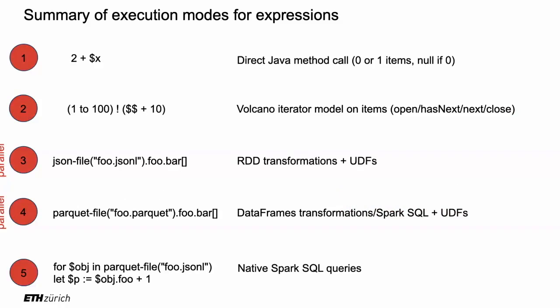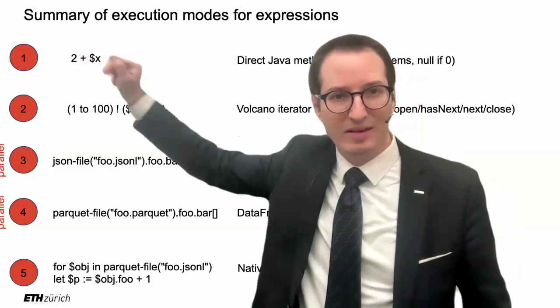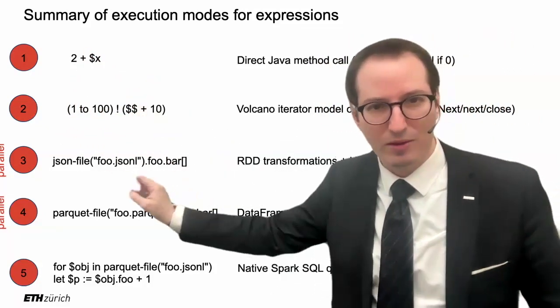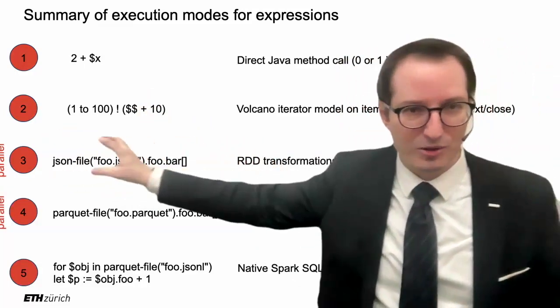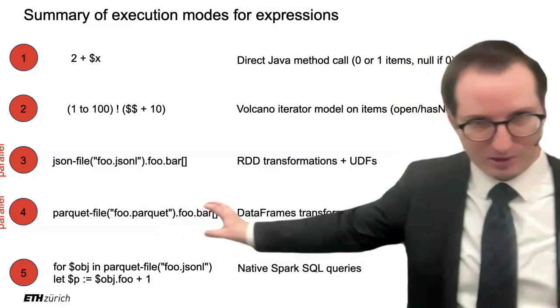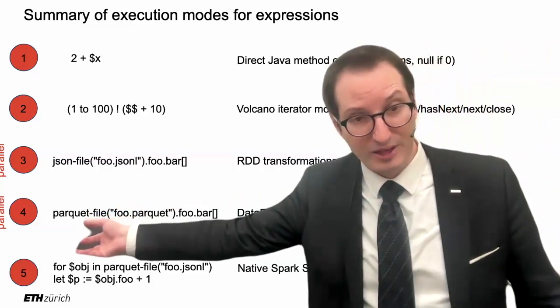And then for the expressions, it's what I already told you. You have the Java direct method call if it's just one item, like plus. You have the local iterations, next, has next, and so on. You have the RDD transformations if it's messy, but parallel. You have the data frame transformations if it's valid data, if it's sufficiently homogeneous.